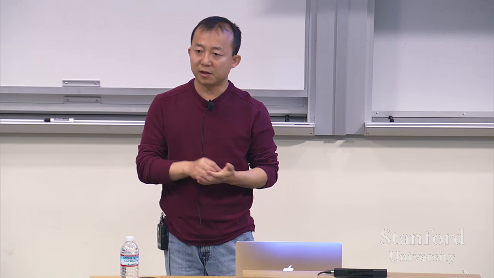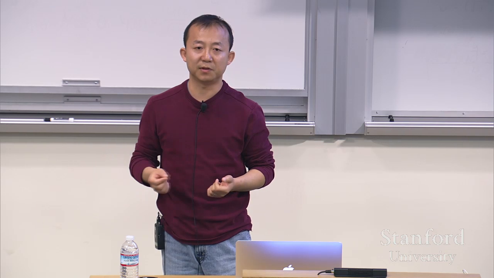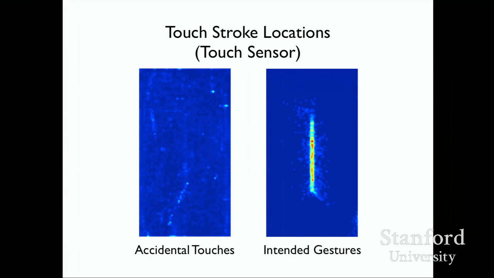So both accidental touch and the intended gesture input generate a sequence of points, which we call a touch stroke, right? The heat maps here show how touch strokes are actually distributed on the screen. As we can see here, accidental touches are distributed almost uniformly on the screen, but the intended gestures are more concentrated at the center of the screen.